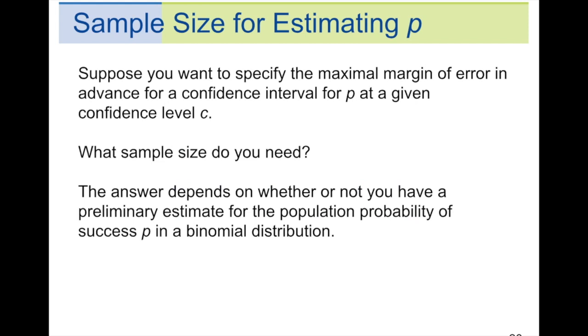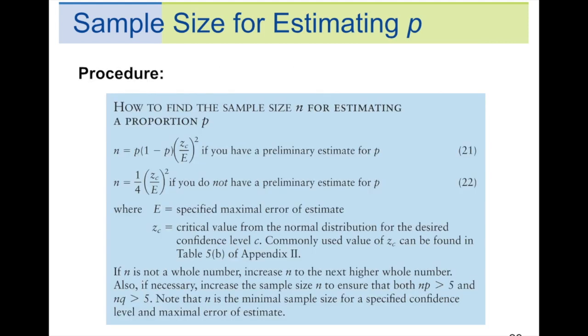Suppose you want to specify the maximal margin of error in advance for a confidence interval for p at a given confidence level c. What sample size do you need? The answer depends on whether or not you have a preliminary estimate for the population probability of success p in a binomial distribution. n is going to be equal to p times 1 minus p times z sub c over E, squared, if you have a preliminary estimate for p.